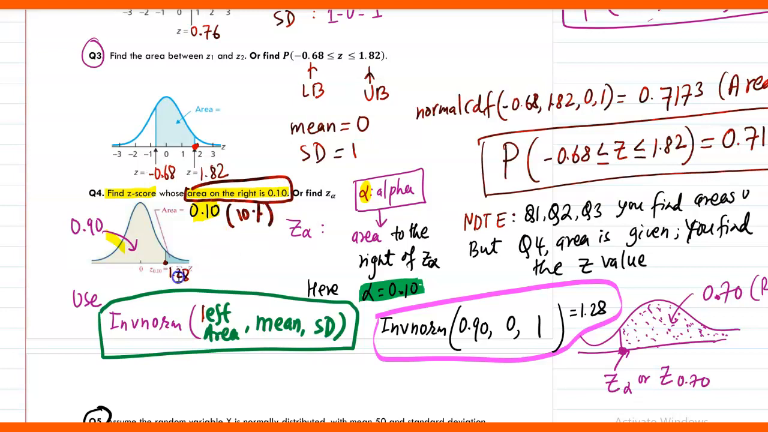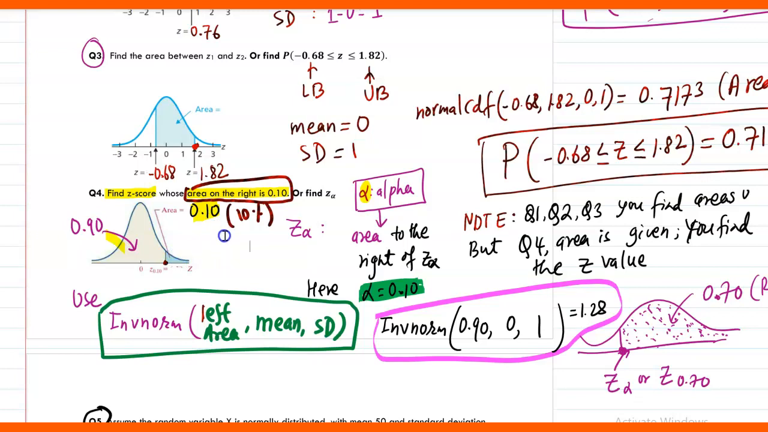Therefore, the question is asking, what is this point here, where the area on the right of this point is 0.10? We're looking for this point here. Notice that this is the z line, because see here, z. You're looking for a point on this line where the area on the right of this point under the curve is 0.10. In other words, this area is 10%.